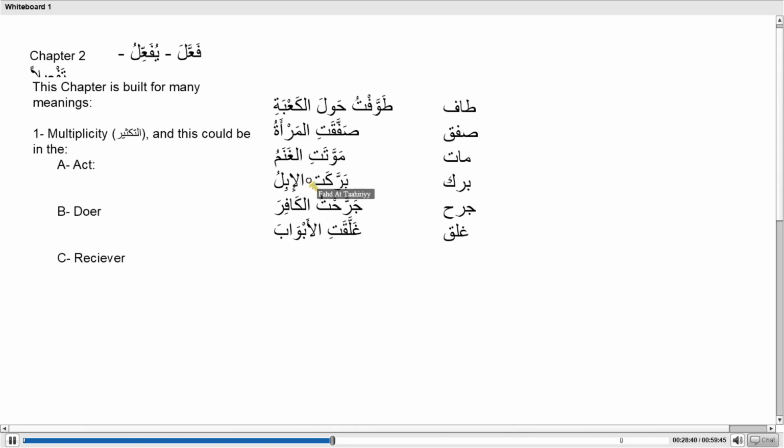واضح؟ طيب. No, here is the doer, not the receiver. Because we said the doer has which haraka at the end? ضمة. It has a ضمة at the end. واضح؟ And the receiver gets a فتحة, not a ضمة. طيب.